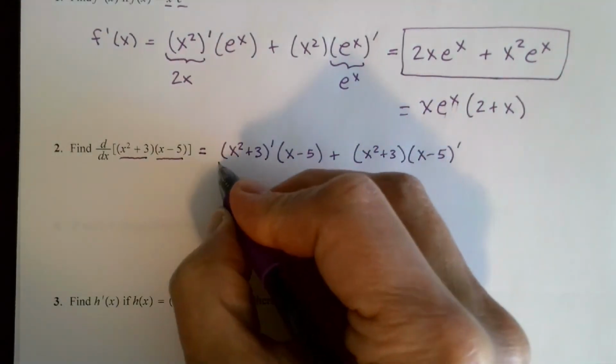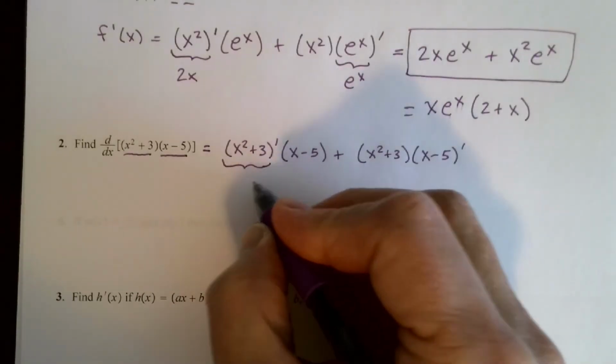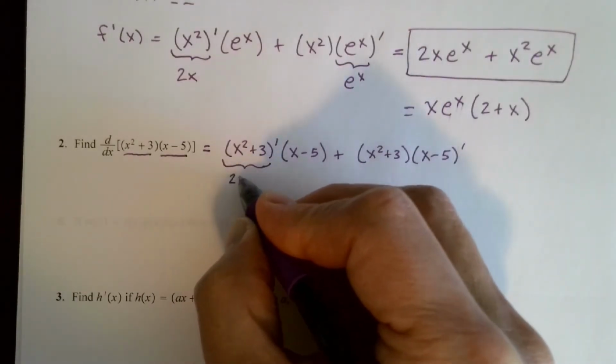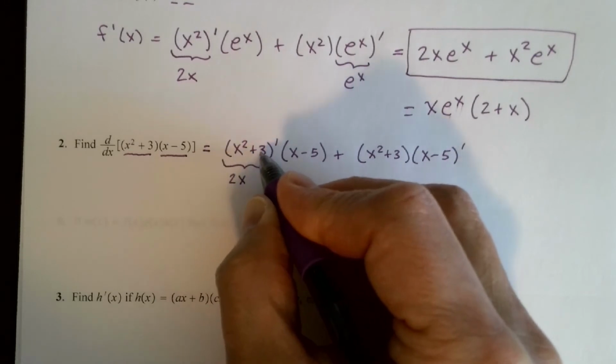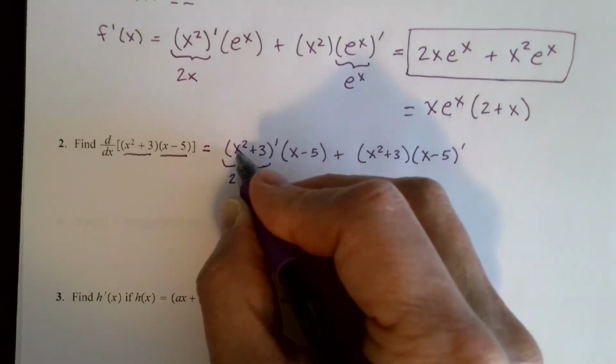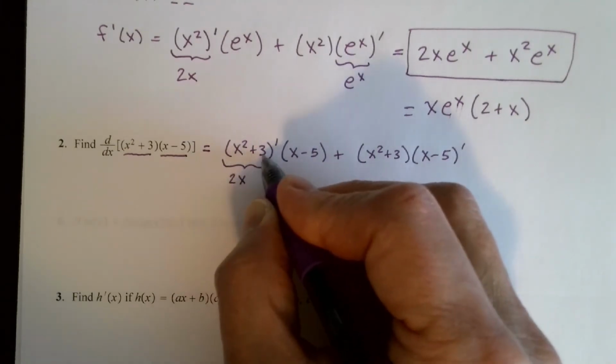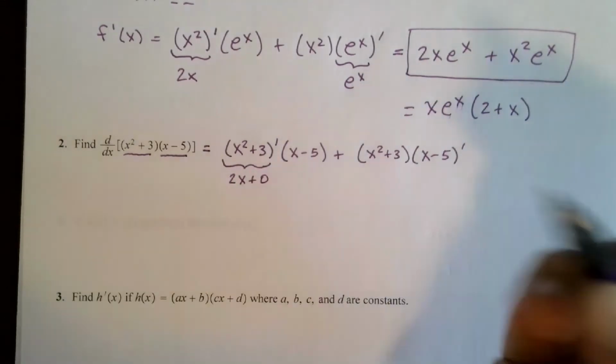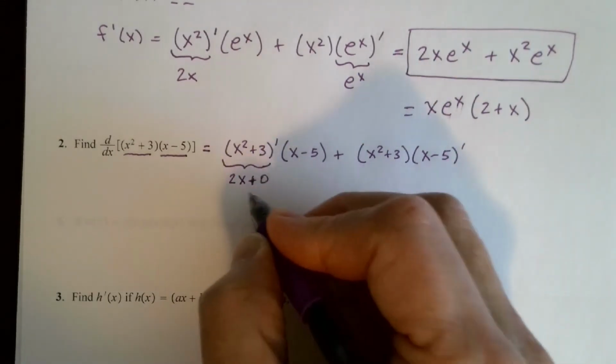What's the derivative of x squared plus 3? Well, that's going to be 2x, the derivative of x squared. It's a sum, so I can take the derivative of a sum, and it's the sum of the derivatives. Not true with products, but with sums it is. So the derivative of x squared is 2x. What's the derivative of 3? 0, right? 2x plus 0, which is, of course, equal to 2x.